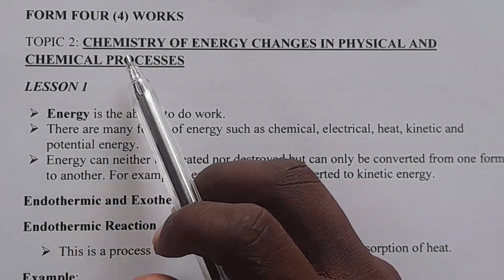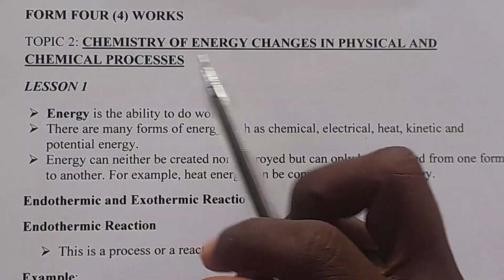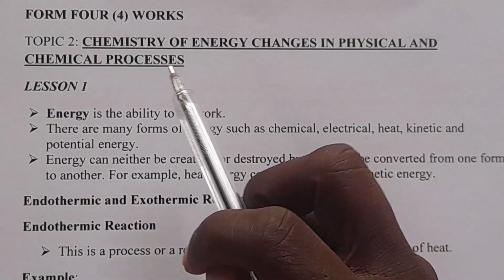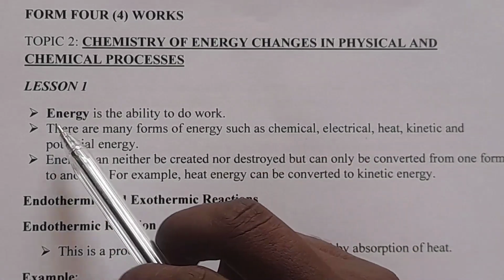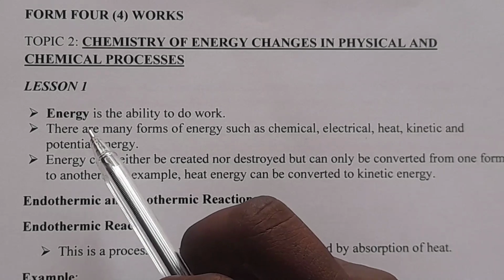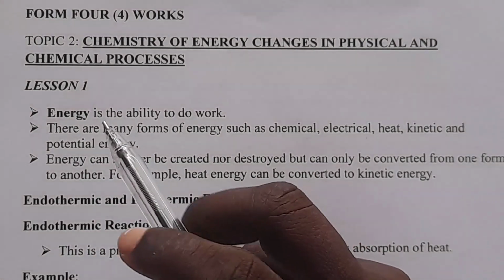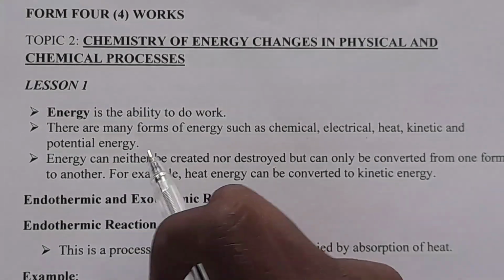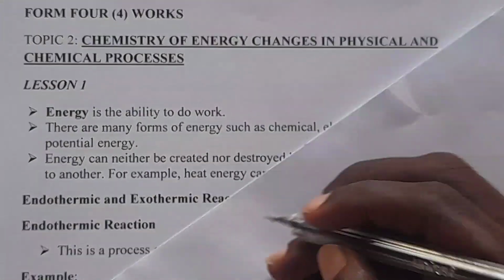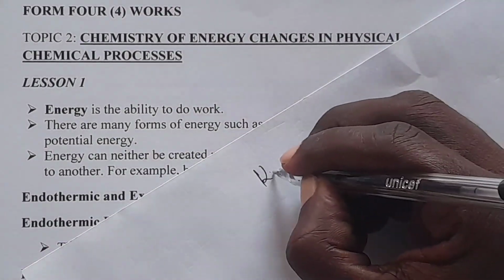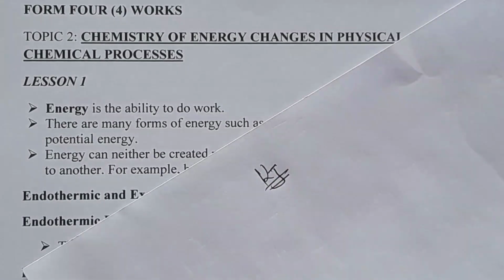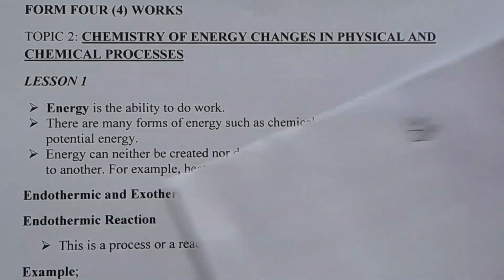The topic is called Chemistry of Energy Changes in Physical and Chemical Processes. We are in lesson 1. We start by defining energy. What is energy? Energy is the ability to do work. And remember, energy is measured using kilojoules, which is written kJ as the chemical symbol.